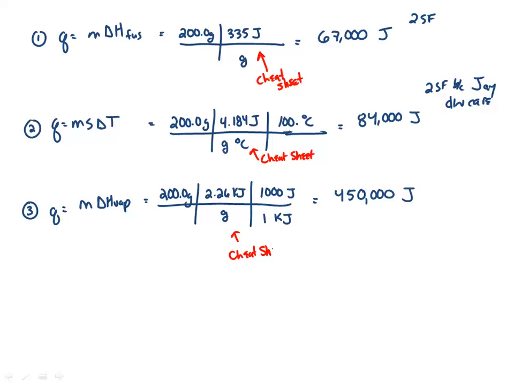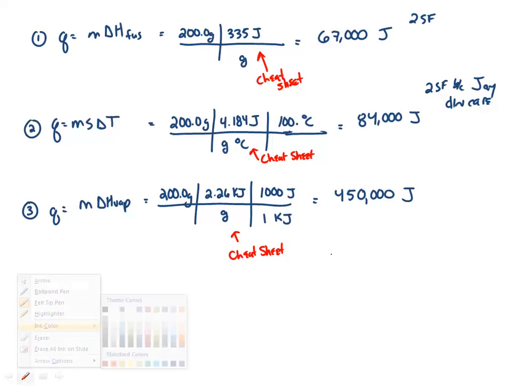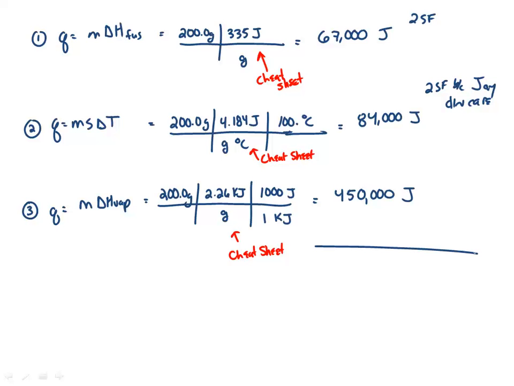You don't have to memorize conversion factors ever. And then, of course, the total amount of energy is just the sum of all those. And so what do we got? 67,000 plus 84,000 plus 450,000 is 601,000 joules.